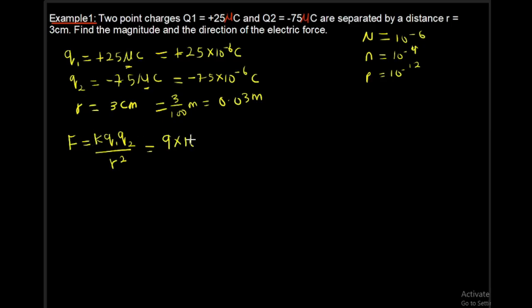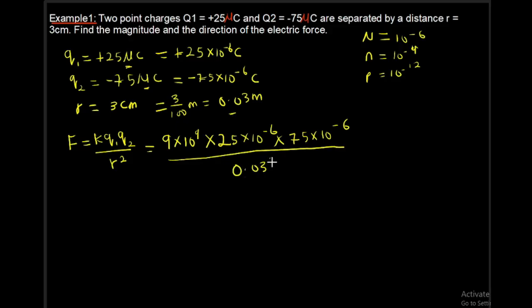So we have 9 times 10 raised to the power 9 times Q1, which is 25 times 10 raised to the power minus 6, times Q2. Like I said, ignore the sign, it's just there to tell you the direction. Let's just get the magnitude alone first. So Q2 is 75 times 10 raised to the power of minus 6, all over r squared. R is 0.03, so we have 0.03 squared.